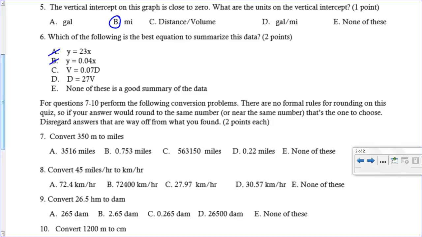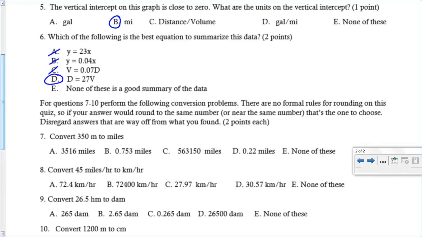C, v equals 0.07d, all right? This one is bad for 2 reasons as well. It uses non-y and x variables, but it has the volume and the distance traveled reversed in terms of what side of the equation they should be on. The distance traveled is on the y-axis, so it should take the place of the y. The volume of the tank is on the x-axis, so it should take the place of the x. Also, that slope is wrong.